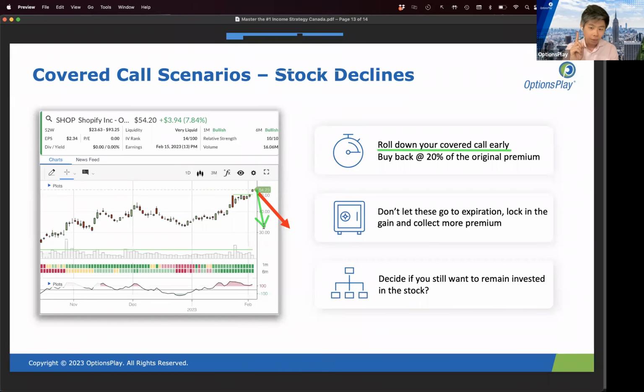But the caveat here is your priority is not covered calls in this scenario. Your priority is the stock that you own. Meaning, if you own a stock and the stock drops significantly, you should be thinking to yourself, and this is whether you sell covered calls or not, if you were just an outright equity investor, you own a stock, the stock declines significantly, you should be asking yourself, do I want to remain invested in this stock?